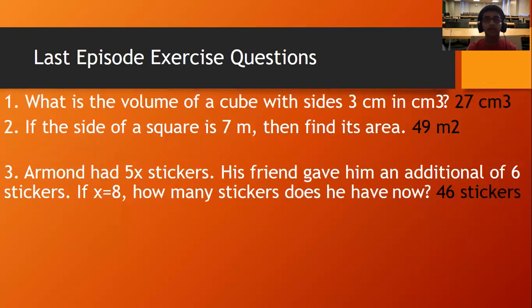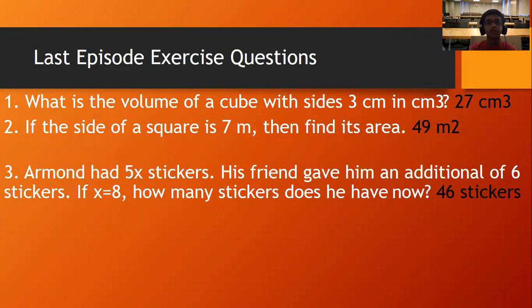Now we find the last episode exercise questions. Number 1. What is the volume of a cube with size 3 cm in cm cube? The answer is 27 cm cube because a cube with size 3 cm. Now to find the volume, we easily do one side times one side times one side. So here a cube, all sides are same. So we just do easily 3 times 3 times 3, which we get 27 in cm cube, 27 cm cube.